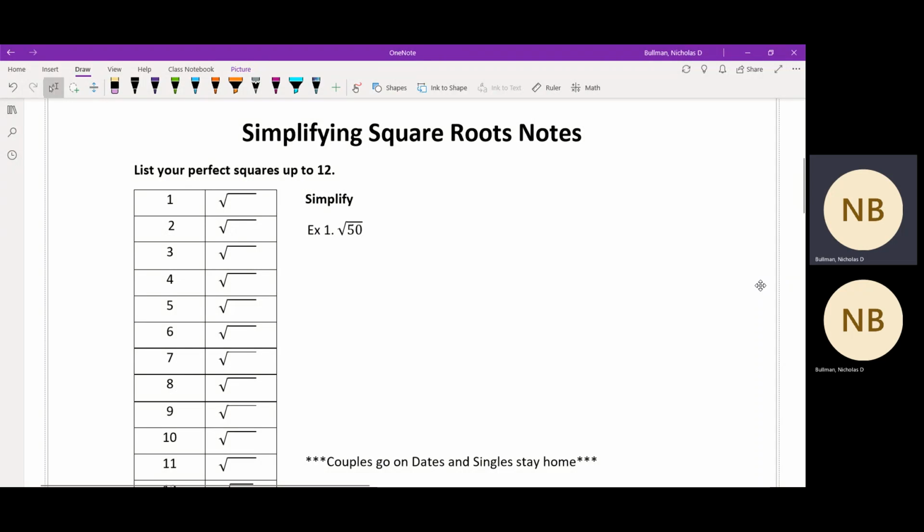Today we're going to be looking at simplifying square roots. The first thing we want to work with when we're simplifying square roots is it's helpful to also know what our perfect squares are, because if we know what our perfect squares are, that gives us some numbers that we'll know automatically we can simplify in the square root.